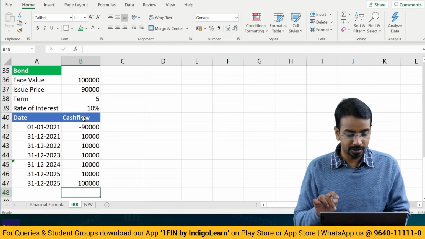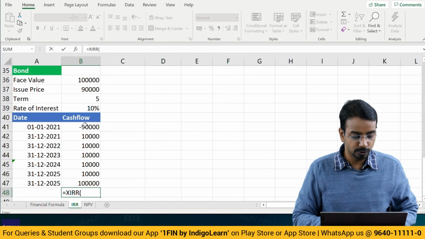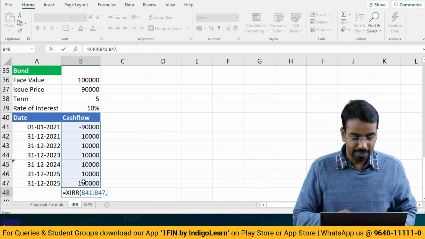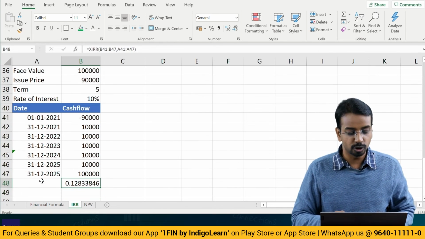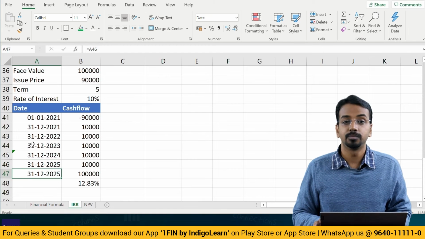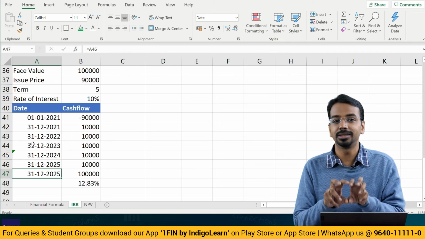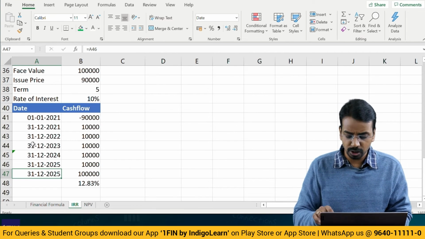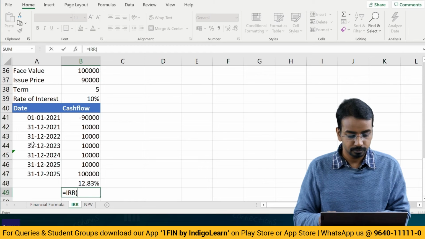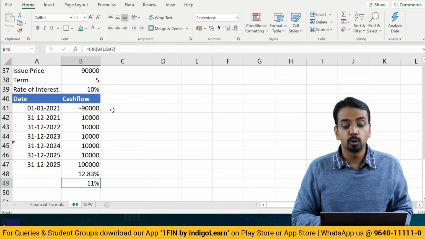Now if you want to figure out the effective earning that you have got in this particular transaction, for that we can use XIRR. Select the values, then select the various dates, close the bracket and press enter. You get 12.83%. One thing you have to understand very carefully here is that two dates are repeated, but XIRR still calculates the internal rate of return correctly. If you had just used the IRR formula, you just select the values, it would have given only 11%.